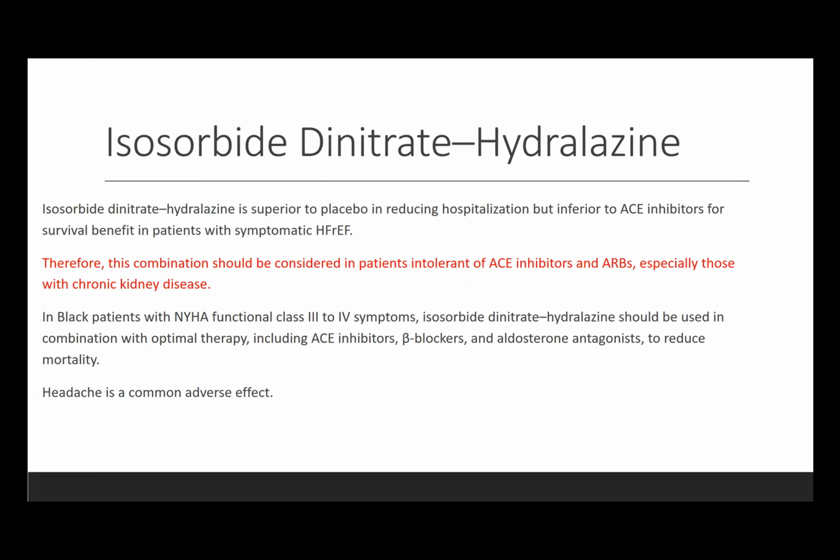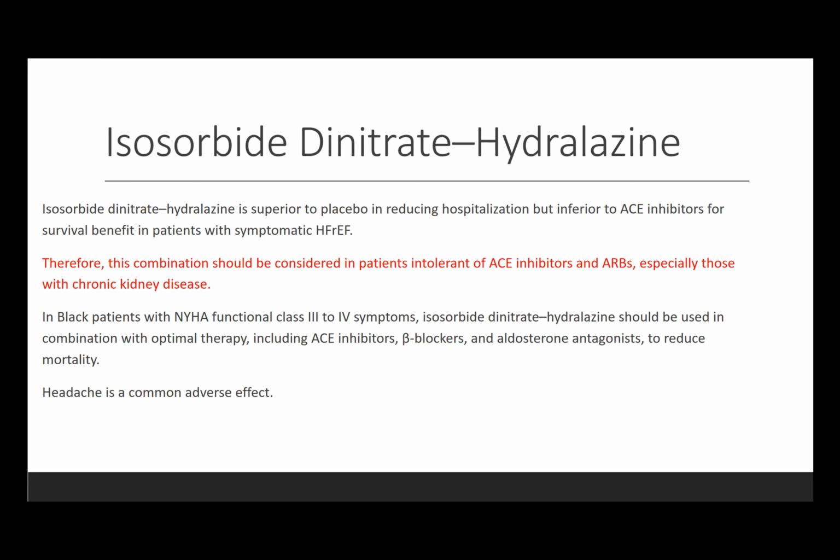Important for you to know, it's been shown to have benefit in African Americans. But ACE and ARB inhibitors are still preferred. So let's say you don't have a contraindication to use ACE or ARB. You do not choose isosorbide dinitrate or hydralazine. You use them when you can't use ACE or ARBs, or you use them in addition to ACE and ARBs.